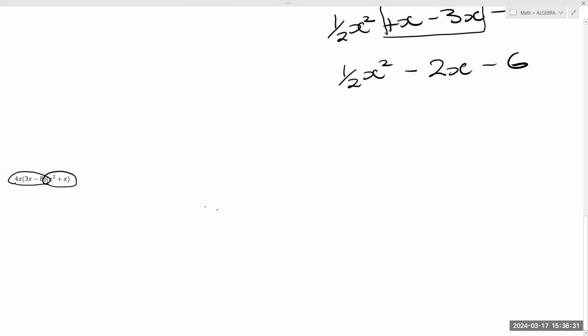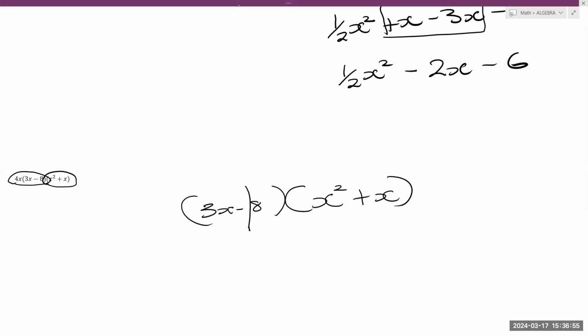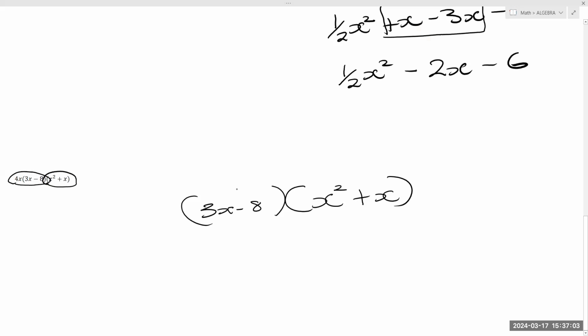So we have 3x minus 8 in brackets, x squared plus x. So which one do you want to use? Let's pick the normal one where we just split. So we can split 3x minus 8 into this. Oh, see, this is the wrong way to split. So erase, we split it like this. So we have 3x, then we have minus 8.